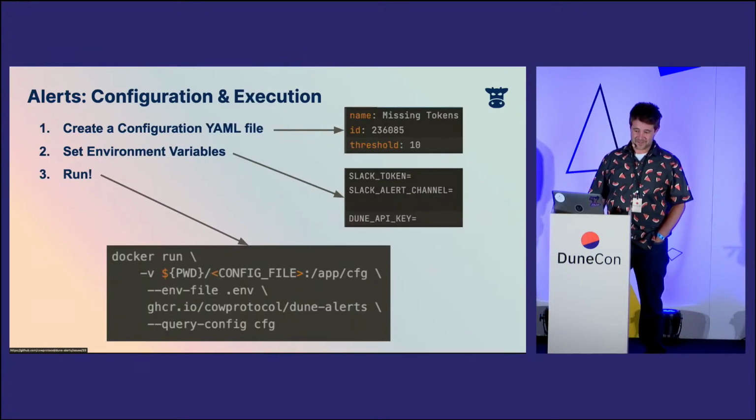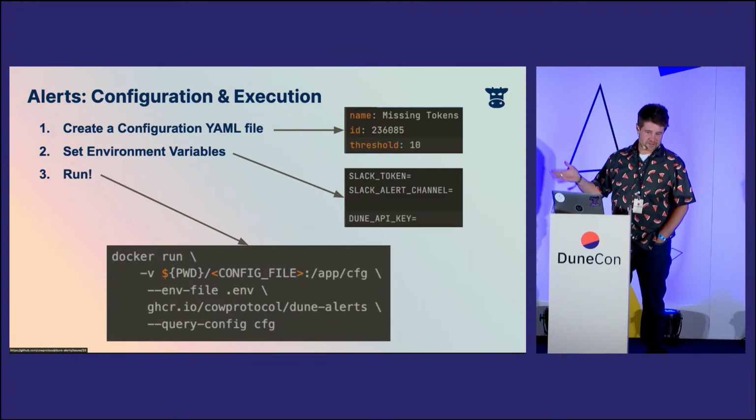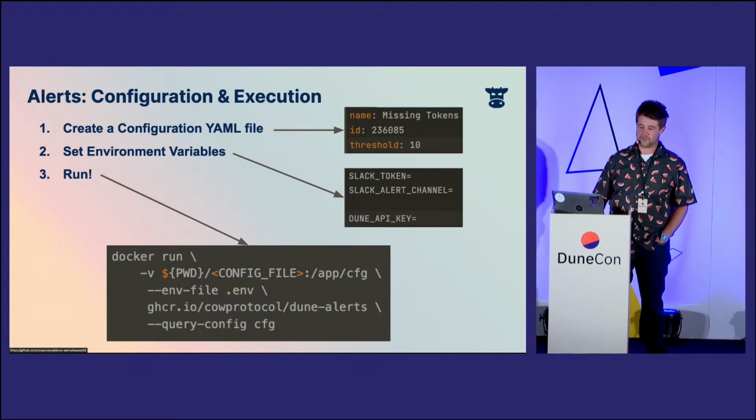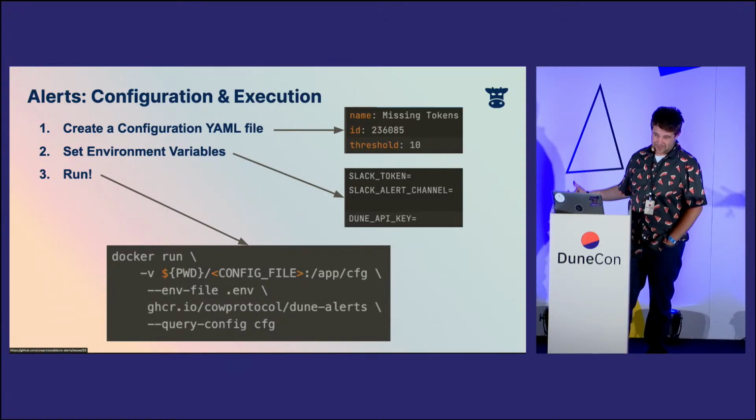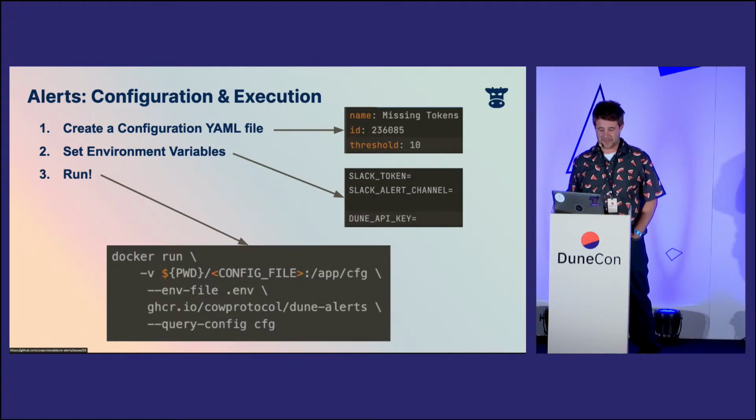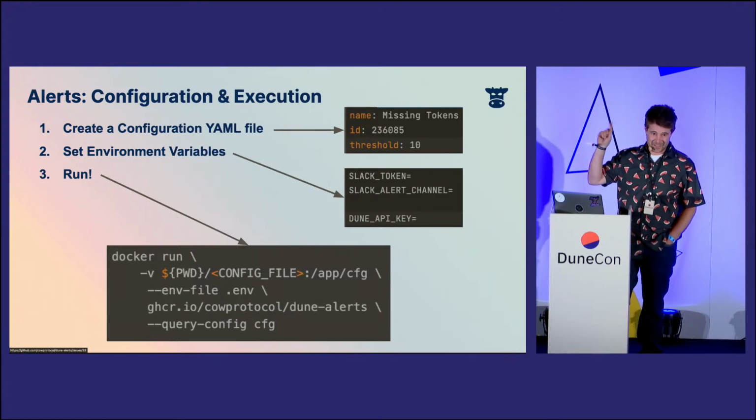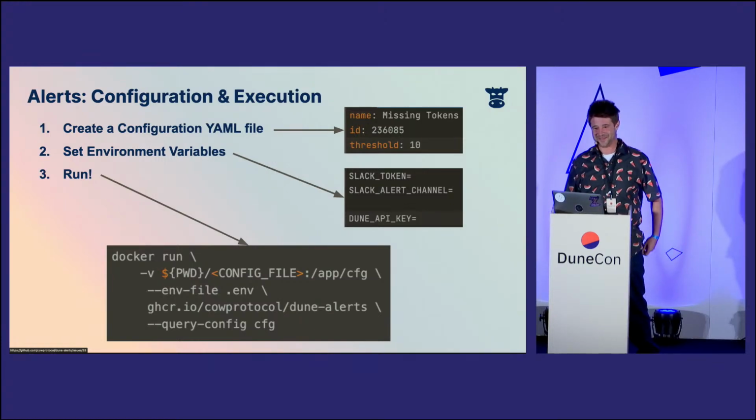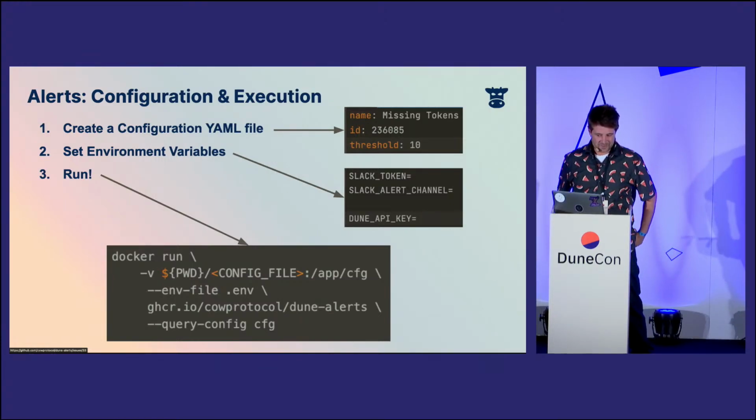And this is how easy it is to use. It doesn't really require anything except Docker, actually. You will create a configuration file, give it a name, maybe missing tokens. The name doesn't matter, it's just for the logs, a query ID, and some sort of a threshold. You'll have a few different environment variables, one of them being the Dune API key, which you definitely will need to use any of the stuff we're talking about today. Slack token, some channel that the post is supposed to go in.